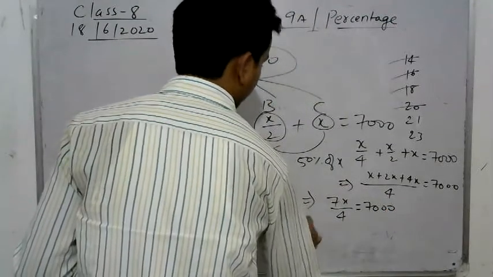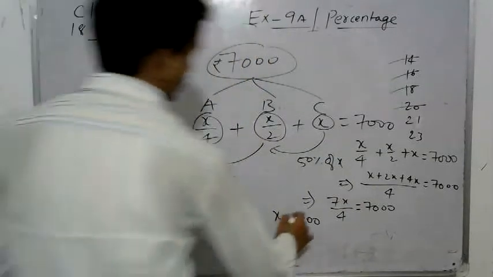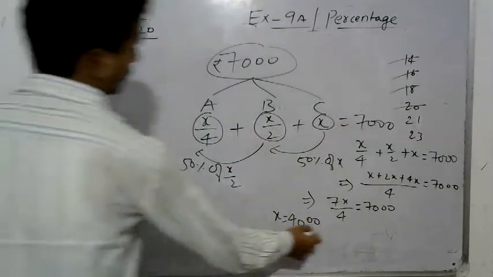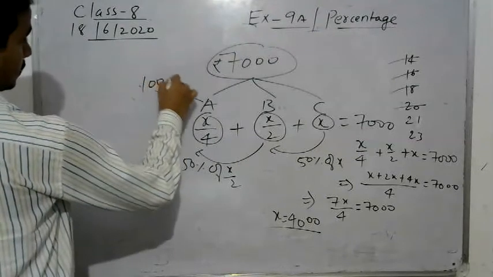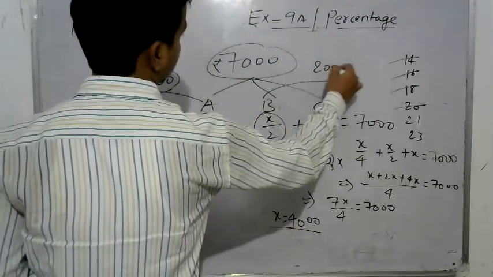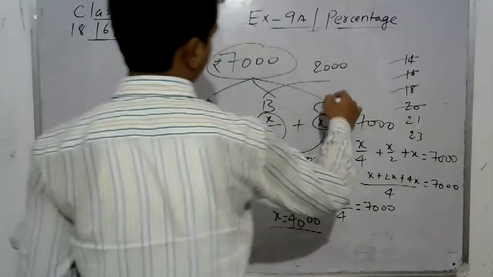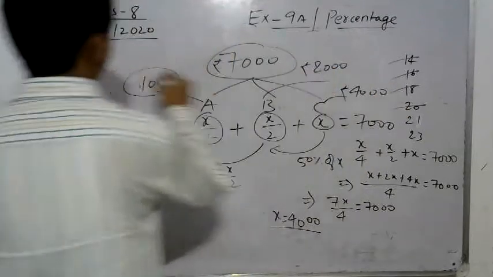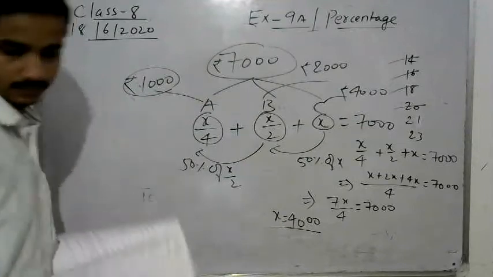x will be equal to 4,000. So x equal to 4,000. Then A will be 4,000 by 4, means 1,000. B will get 4,000 by 2, 2,000, and C will get 4,000 rupees. Okay, so this is the answer.